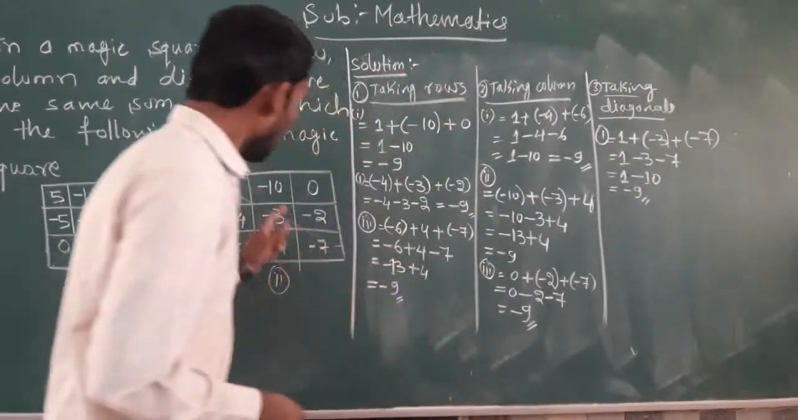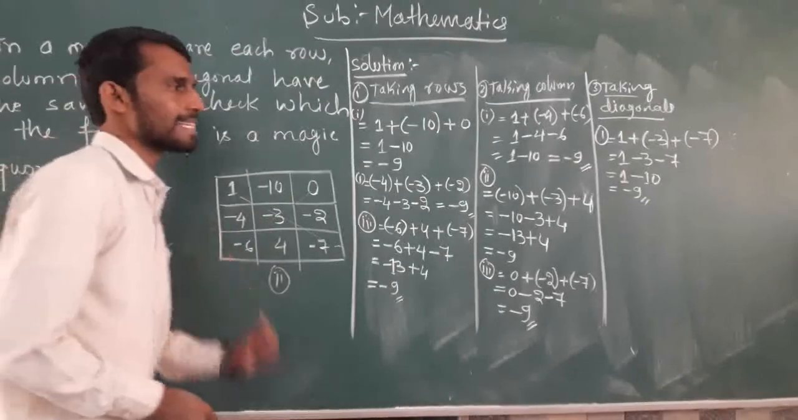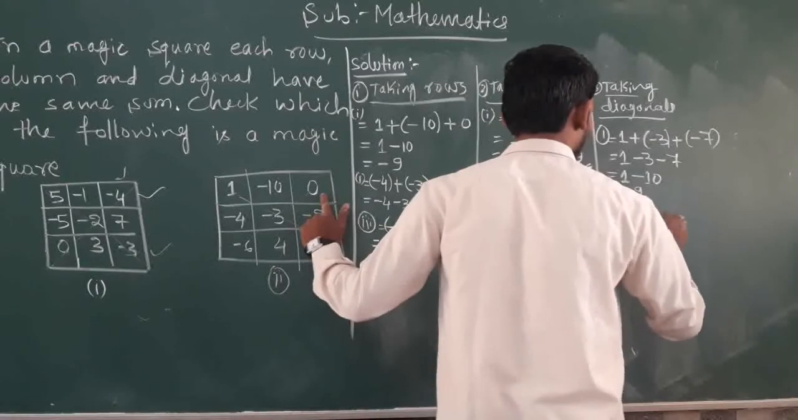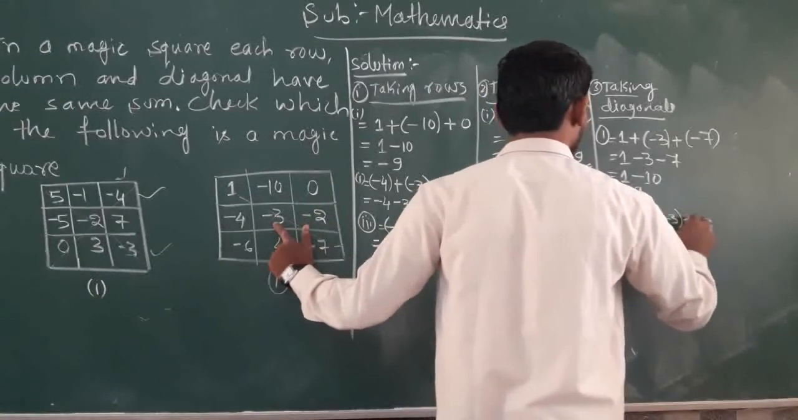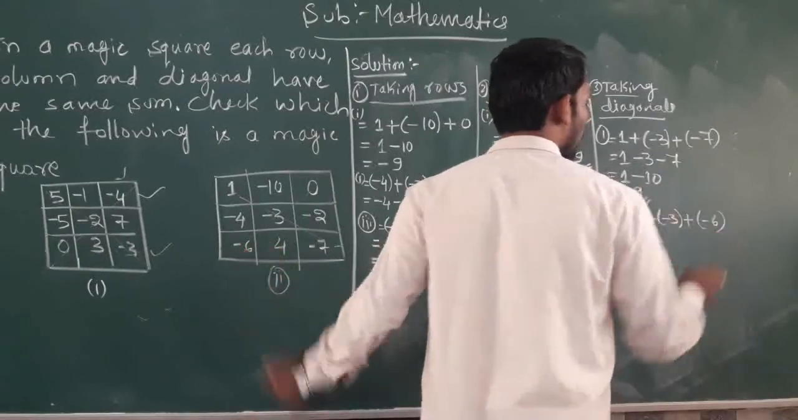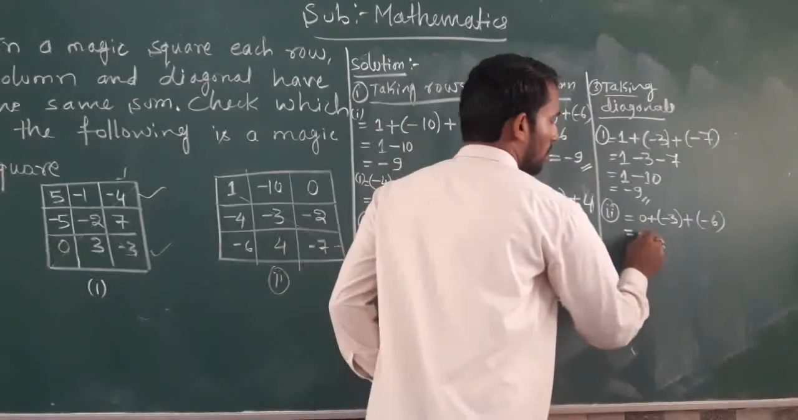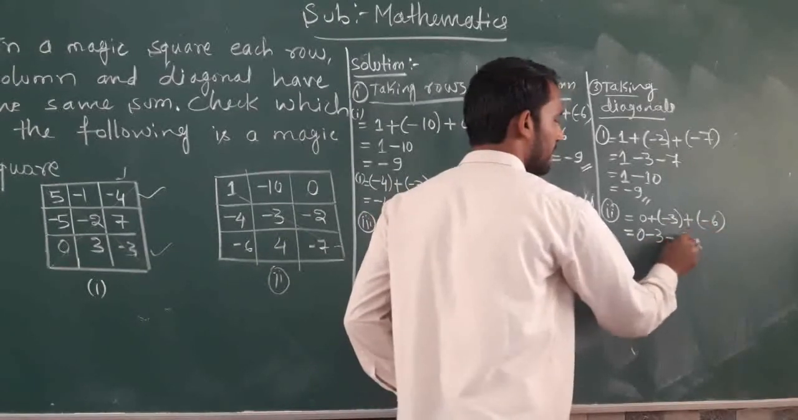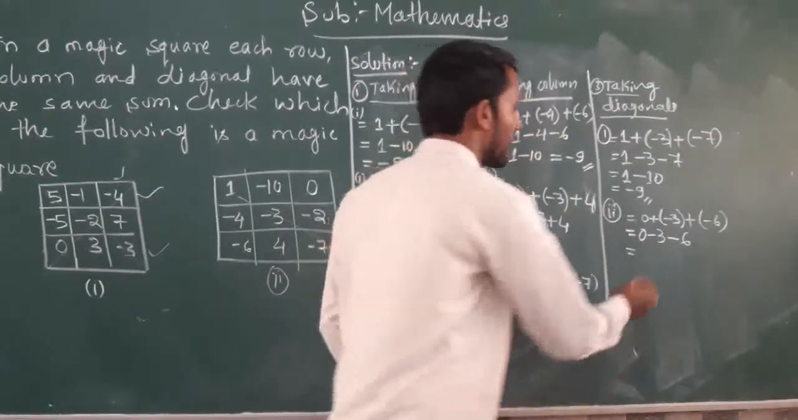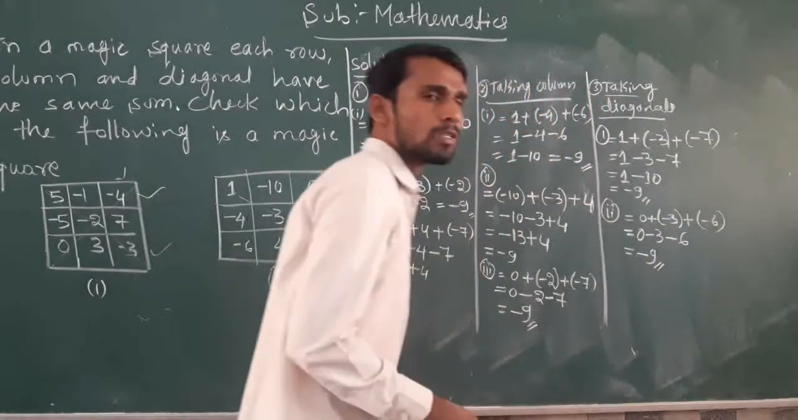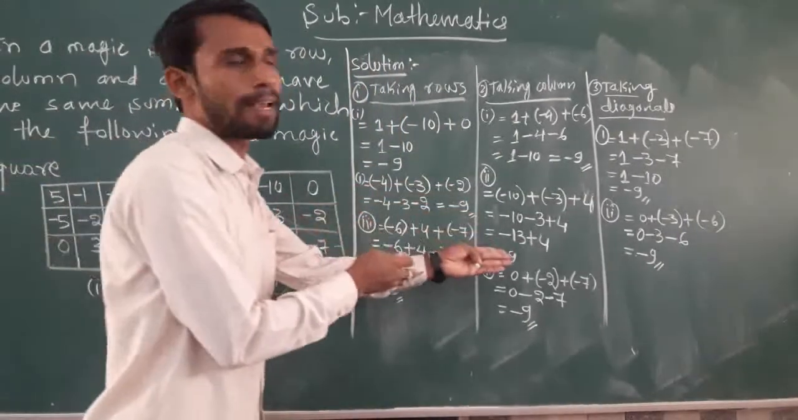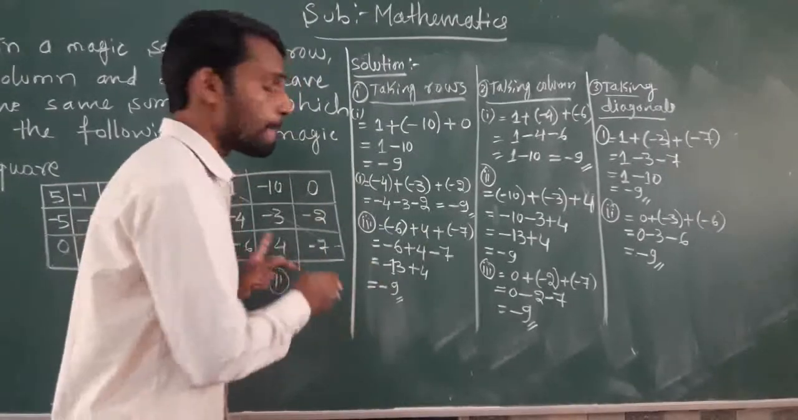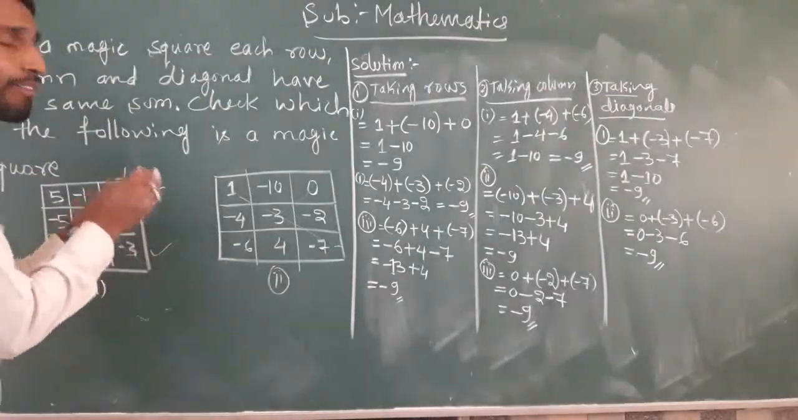Last diagonal: 0, minus 3, minus 6. I am taking the last diagonal 0 in the bracket minus 3 plus in the bracket minus 6. When we add 0 plus into minus 3 plus into minus 6, adding negative integers we get minus 9 as the answer. So in the rows, in the columns, and in the diagonals we got only minus 9 as the answer. So this magic square is a perfect magic square.